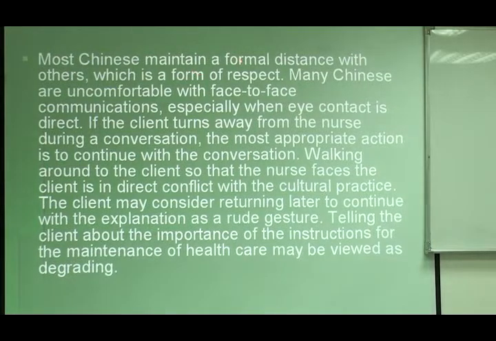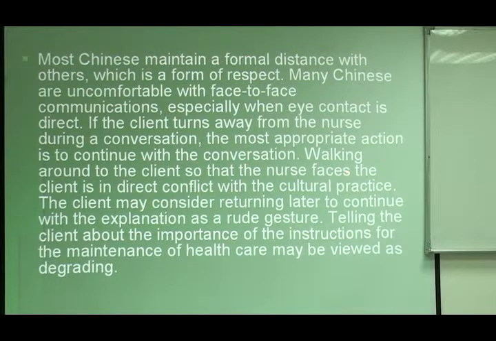Most Chinese maintain a formal distance with others, which is a form of respect for the Chinese. Many Chinese are uncomfortable with face-to-face communication, especially when eye contact is direct. You do this if the patient is white, I told you, right? If you're talking to a white patient, you should maintain eye-to-eye contact when you're talking to them. If the client turns away from the nurse during a conversation, the most appropriate action that you should do is continue with the conversation.